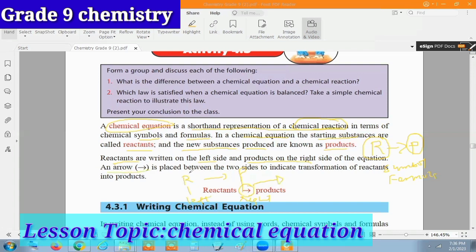So an arrow is placed between the two sides to indicate the transformation of the reactants into the products.